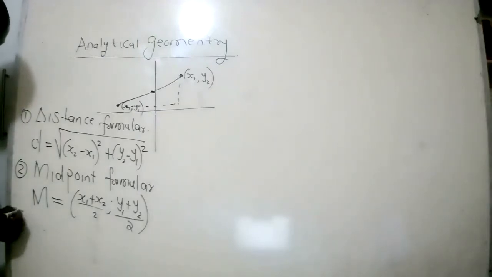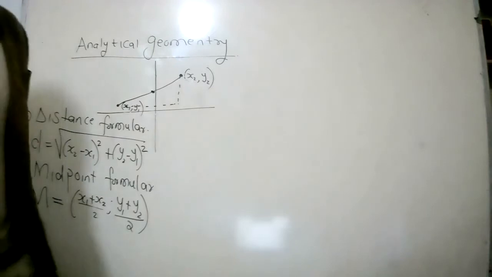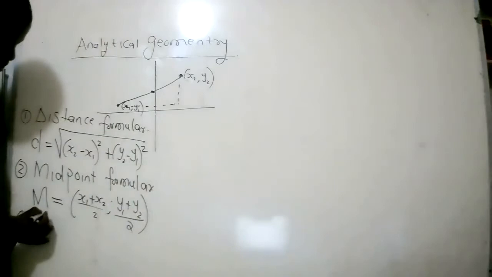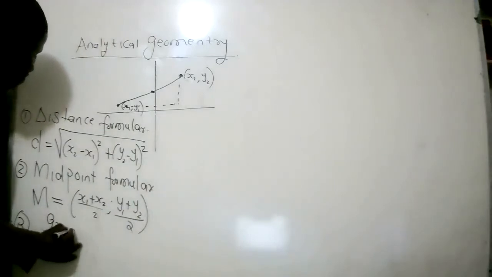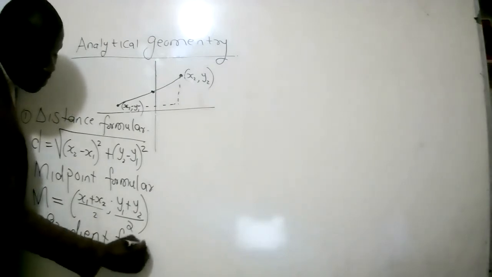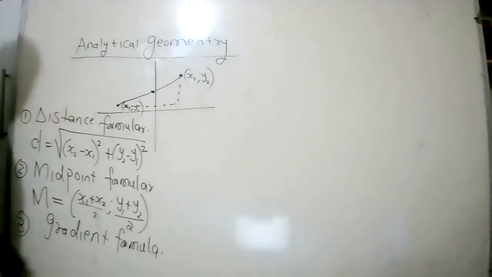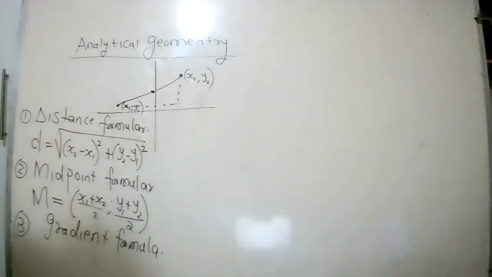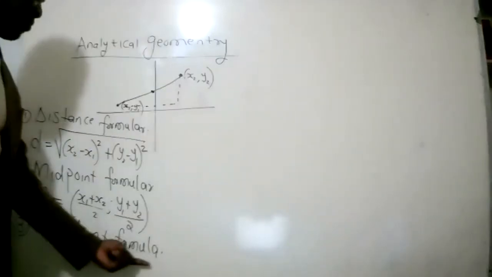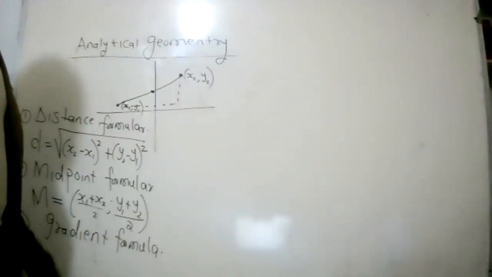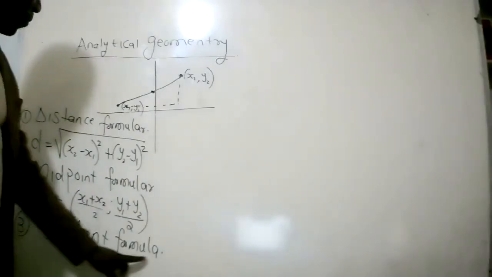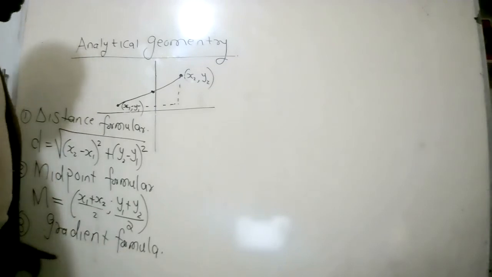So the number 3 is the most interesting one. I've explained the distance and the midpoint, but the third is the most interesting one. It's called the gradient formula. I can tell you that when you go to grade 12, you are now at grade 11, you have a full chapter which comes with a lot of marks that deals with this formula, which we call the gradient formula.